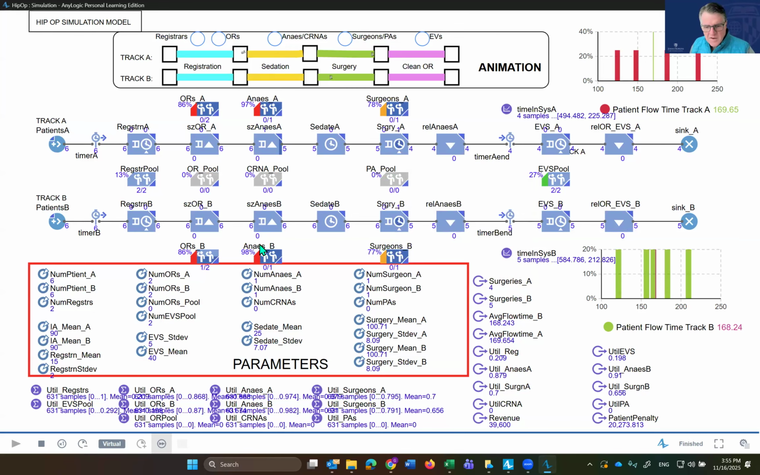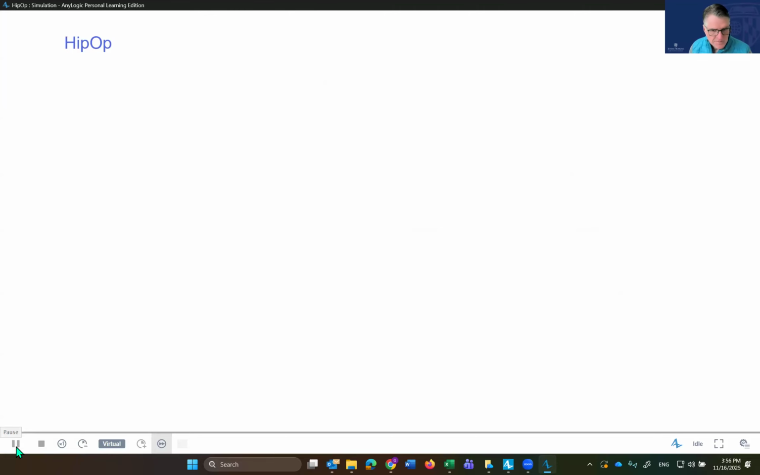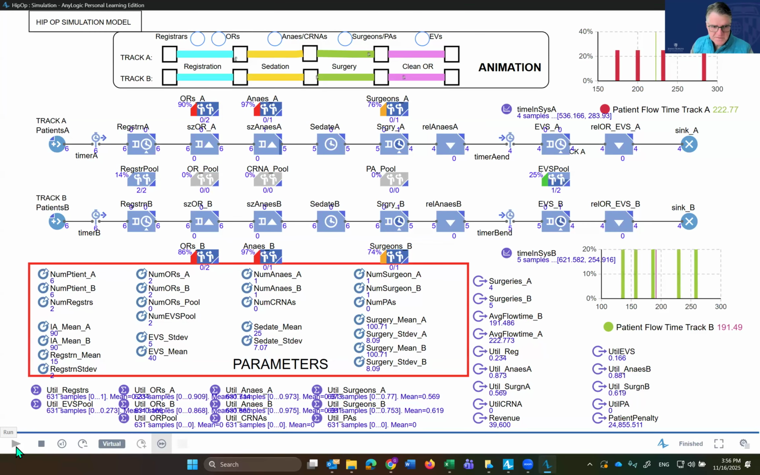Here it goes again. 80 to 90% utilizations for the anesthesiologists, low utilizations for the registrars and EVS, and the surgeons are in this case in the 60 to 66 range. Here you only got 4 surgeries in each case. Each day will vary. We'll do 1 more time, but I think it's clear that the base case is not compliant. This current workflow is not compliant.